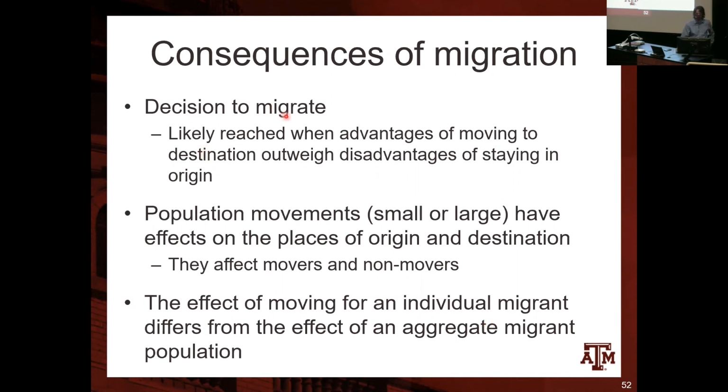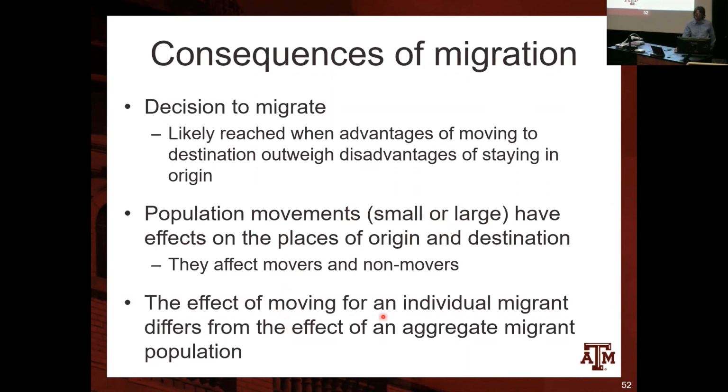The decision to migrate is likely reached when the advantage of moving to a destination outweighs the advantage of staying. And these population movements have effects on both places of origin and destination, as I have been emphasizing in the class today. And they affect both the migrants and the non-migrants of the areas that they left and the areas that they are moving to. And this is true even for small or large population flows.